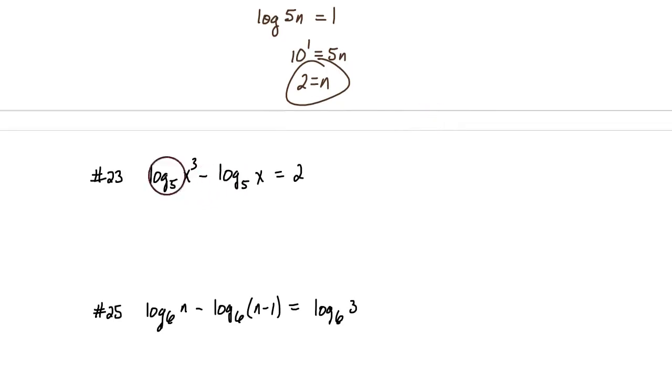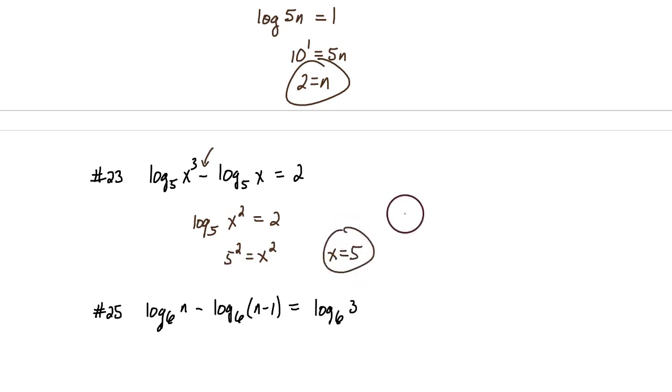Number 23, on the left side of the equals, let's condense this difference. So you write log base 5 one time, and then a difference of logarithms converts into division. So x cubed over x. That's x squared. Now let's solve this. 5 to the second power is equal to x squared. So what's x have to be? X has to equal 5.